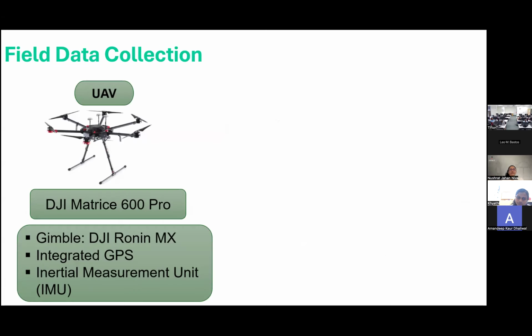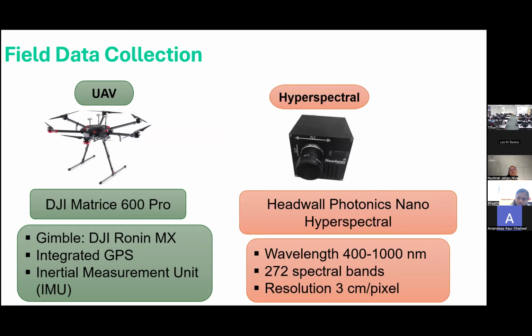So this is my UAV, a DJI Matrice 600 Pro, and one of my sensors, Headwall. I think we already know about sensors and UAVs, because a lot of sensors are compatible with a lot of UAVs. Both the Headwall sensor and the Resonon are compatible with this DJI Matrice 600 Pro.